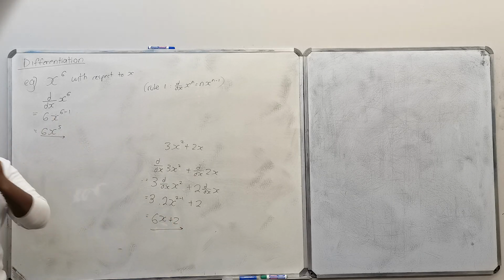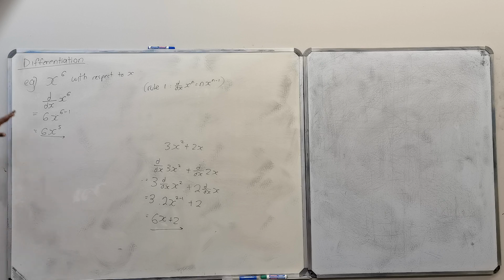Go back to our question with first principles. What answer did we get? 6x plus 2. So that's a shorter method of using it. It's the exact same thing, but with one we used first principles to solve for it. You can see the pattern developing when you're doing the examples for the first principle.